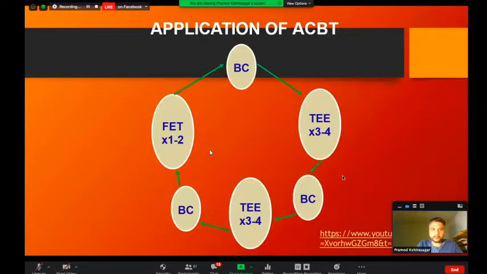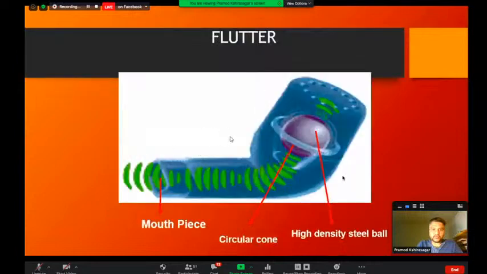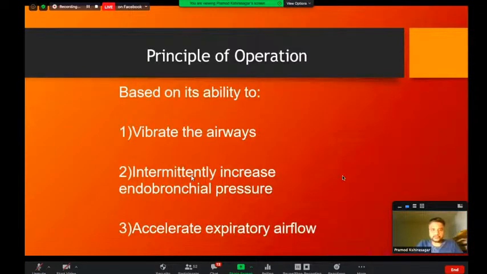Okay. So, you can go for a flutter, which is a very simple handheld device. It works on the principle of vibration, with a high density stainless steel ball, and you can breathe out through this. Throughout the expiration phase, the high-density stainless steel ball vibrates and sends vibratory forces back to your airway. That helps in clearing your airway secretions.